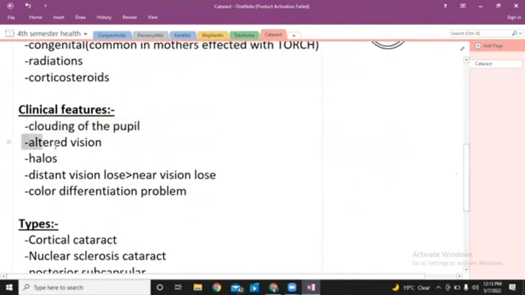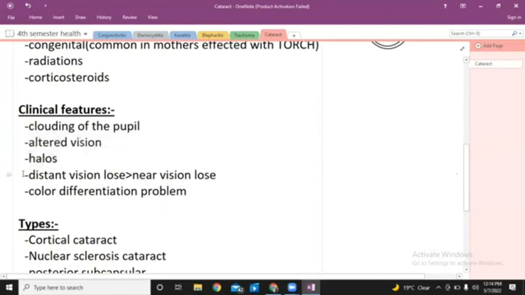The patient will complain of altered vision. He will say that he is unable to see things very clearly. The patient will complain of halos. Imagine you are driving a car at night, and you can see that the red lights are blurred in front of your eyes. That will be halos. You can search it on Google. You can find very easy and explanatory pictures.